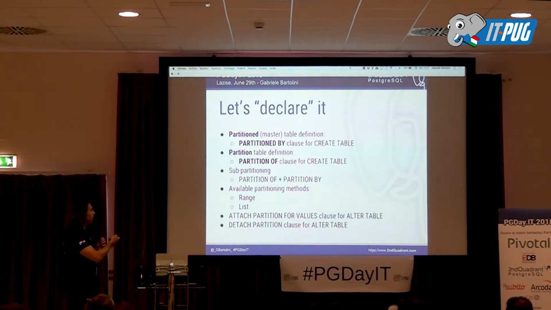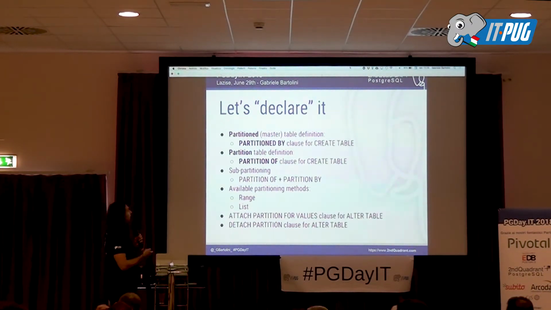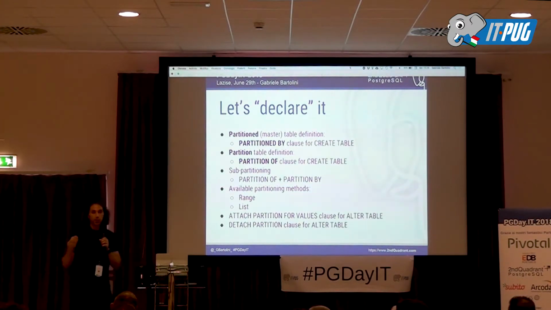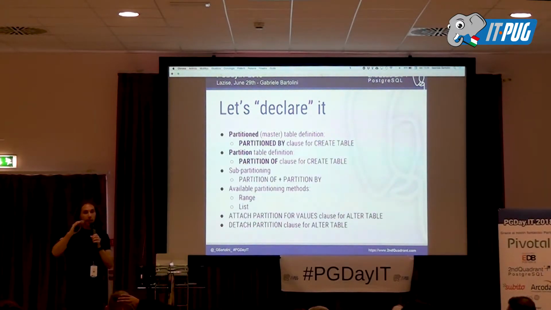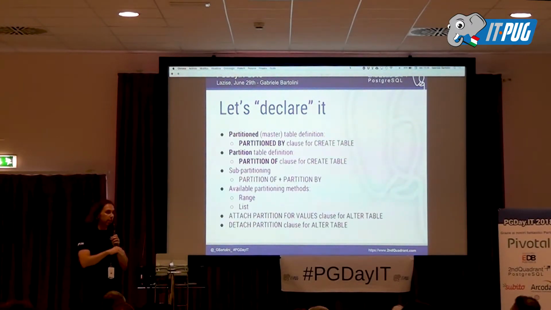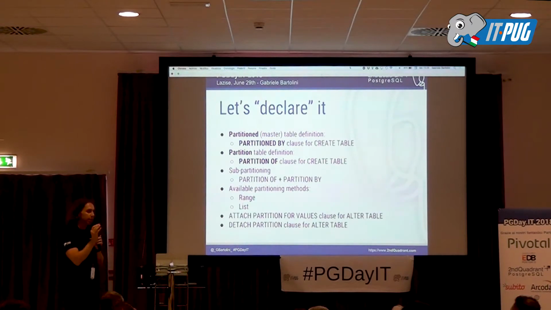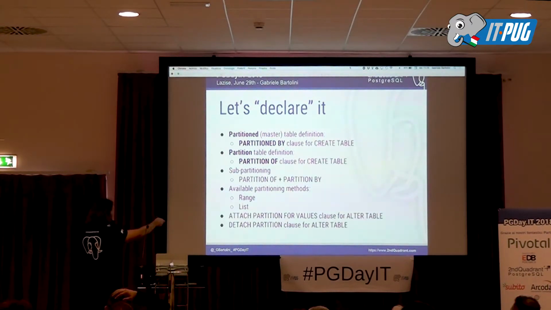So we have a new construct for the create table command, which is partition by. With partition by, you can define a master table. Then with partition of, you define a partition, the former child table. If a table contains both, that's a sub-partition. You can define sub-partitioning by using both of them.